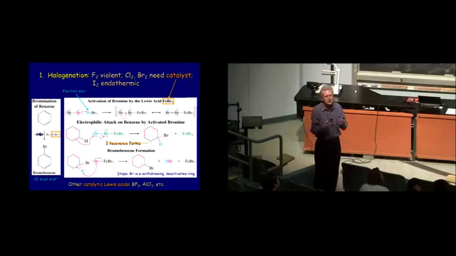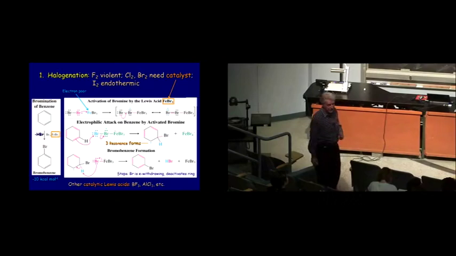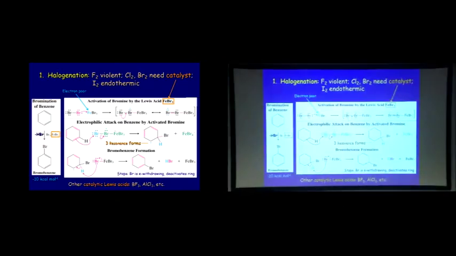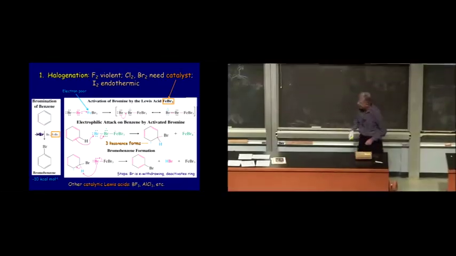FeBr3 itself, you could use that, but it's corrosive, hygroscopic, hydrolyzes quickly in air, makes HBr, it's a mess. So iron filings is just iron metal. So you're generating that in situ in your pot. And that's the magic ingredient that spiffies up the electrophilic power of bromine. And the mechanism is shown up there, but I'll do it slowly on the board, the low-tech version. How does it activate bromine?